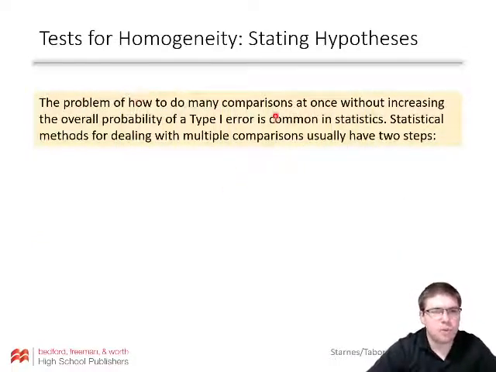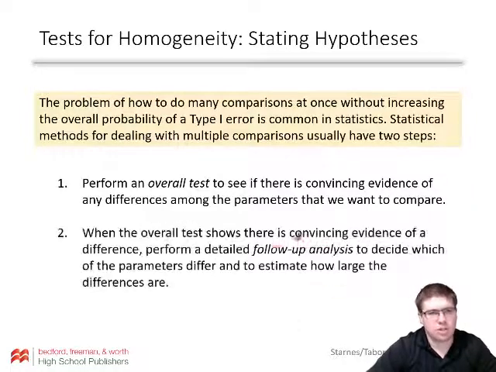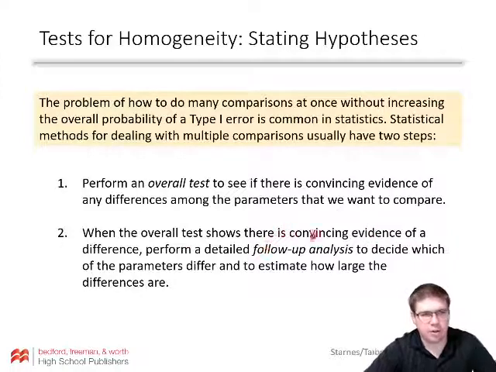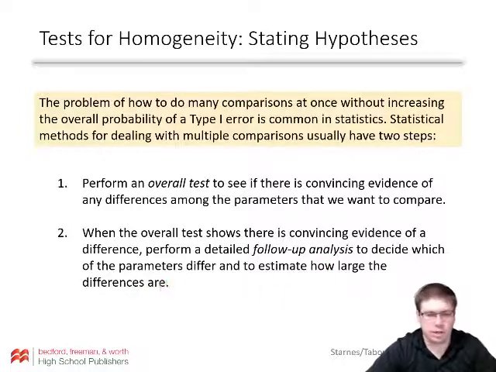The problem of how to do many comparisons at once without increasing the overall probability of a type 1 error is common in statistics. Statistical methods for dealing with multiple comparisons usually have 2 steps. Perform an overall test to see if there's convincing evidence of any differences among the parameters that we want to compare. And then, when the overall test shows there is convincing evidence of a difference, perform a detailed follow-up analysis to decide which of the parameters differ and to estimate how large the differences are.